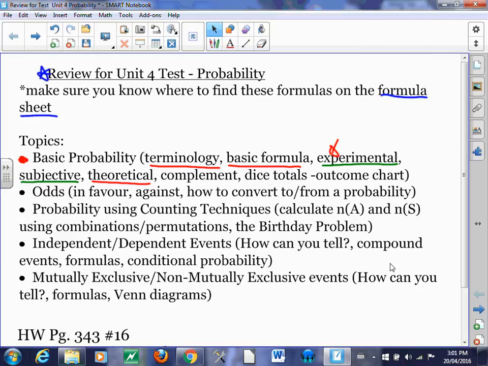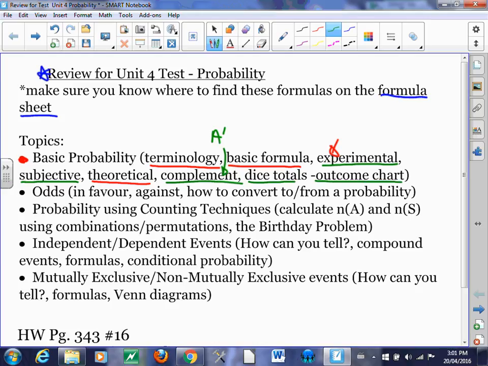We then talked about the complement, which is the opposite or the indirect way of happening. So if it's event A, it's going to be A prime as the complement. Dice totals can be a tricky one. Sometimes you have to create an outcome chart or a frequency diagram like a tree diagram, or with permutations and combinations, you might need to do a lineup, and whichever restrictions are covered, make sure you do that. So you might need some method of organizing your information here.